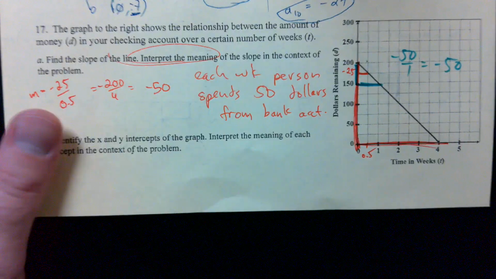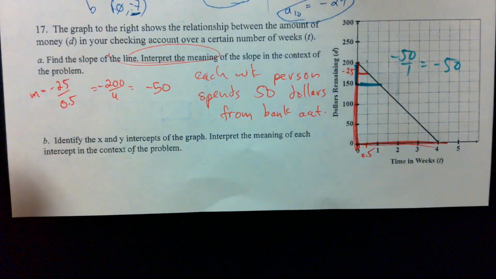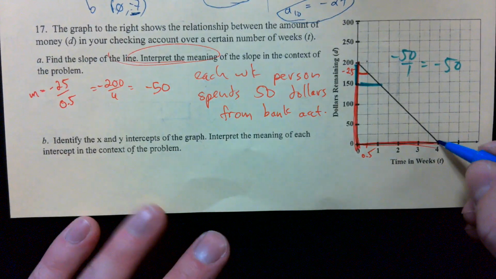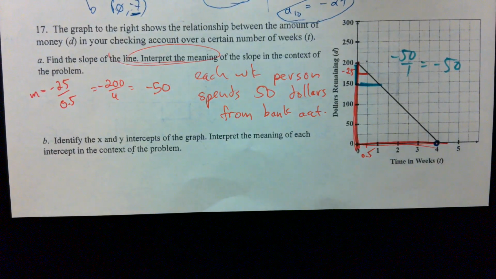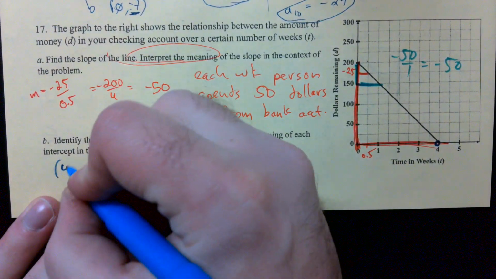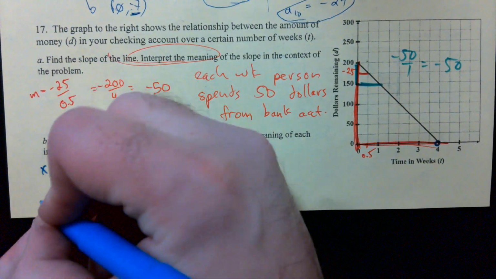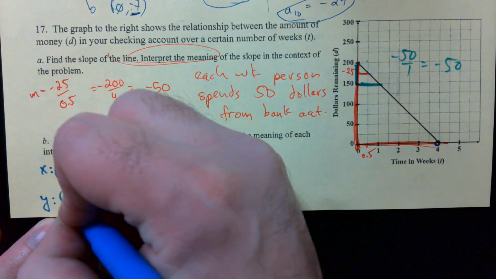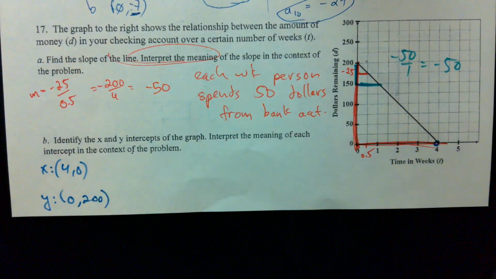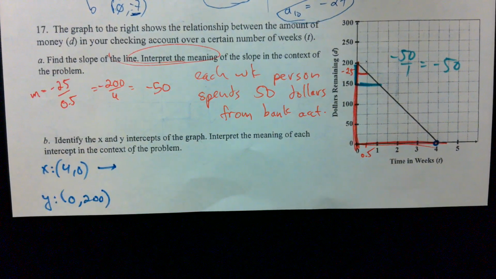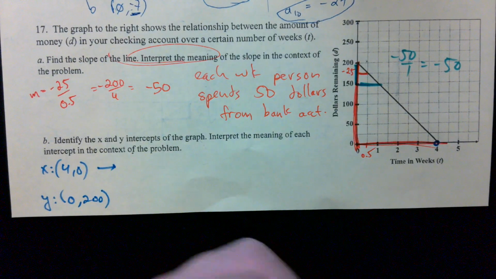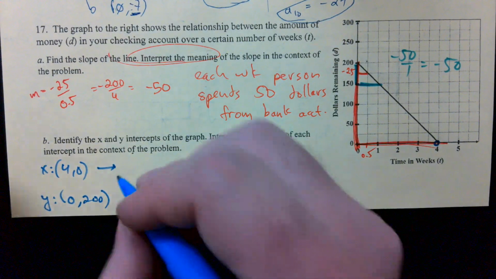Identify the x and the y intercepts of the graph. Now we're on B. What's my x-intercept here as a coordinate? 4, 0. What's my y-intercept? 0, 200. Oscar, help me understand what 4, comma 0 means in the context of this problem. I put they will have $0 on the 4th week.